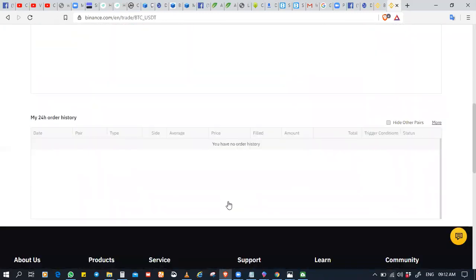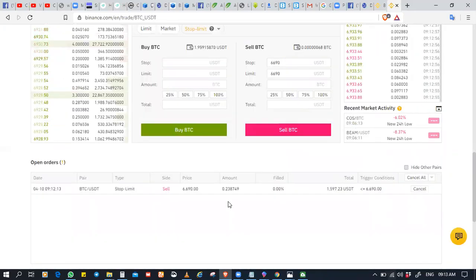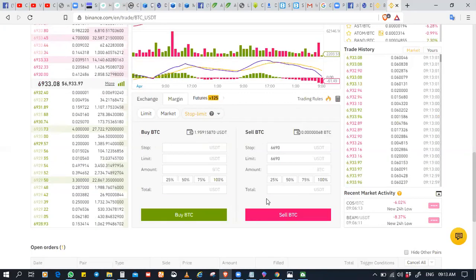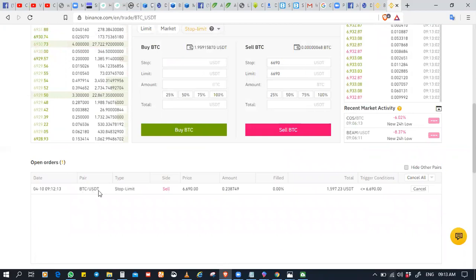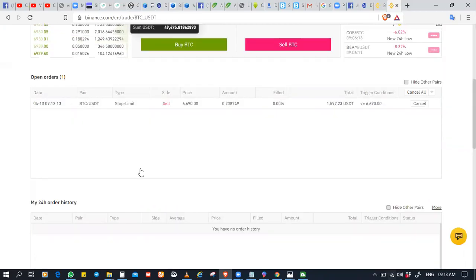All right, so now what do you see? Stop loss. Okay, the type is stop loss. I'm expected to sell if the price gets there. Here's the price, here's the amount. Of course, not filled yet because it's yet to get there. If I want to make changes, since it has not taken effect, I can always come here and click on cancel. If I click on cancel, everything reverts back to normal.